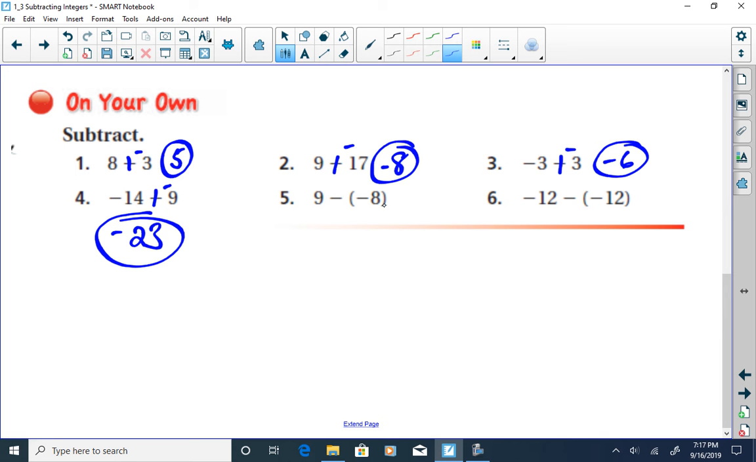Problem 5, 9 minus negative 8. We want to add its opposite. So that becomes 9 plus 8. That's 17.